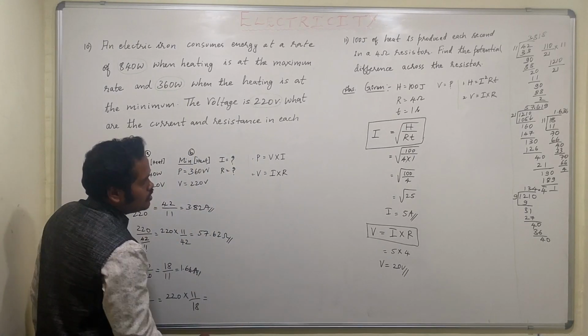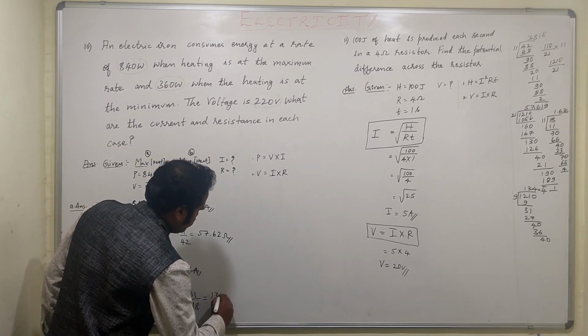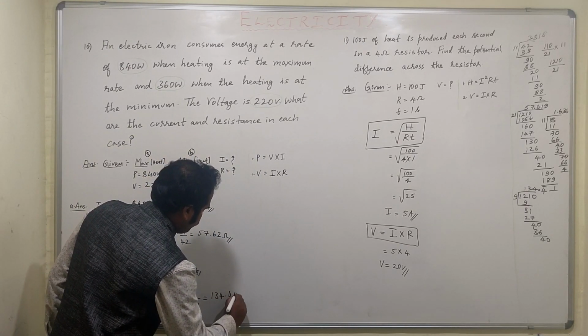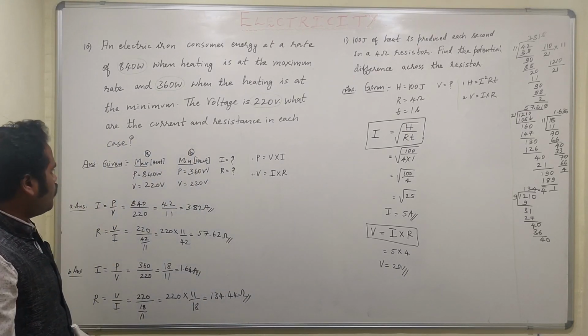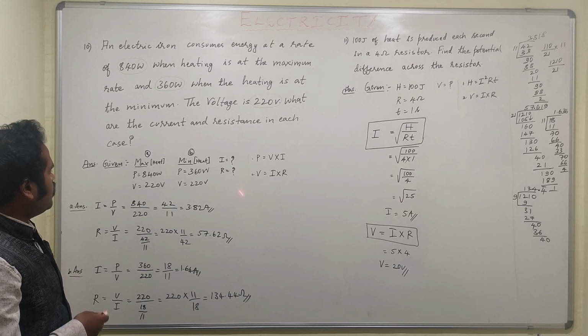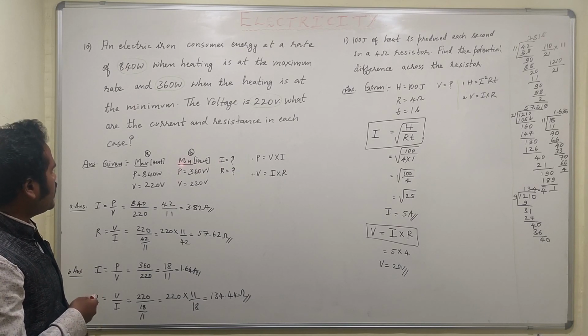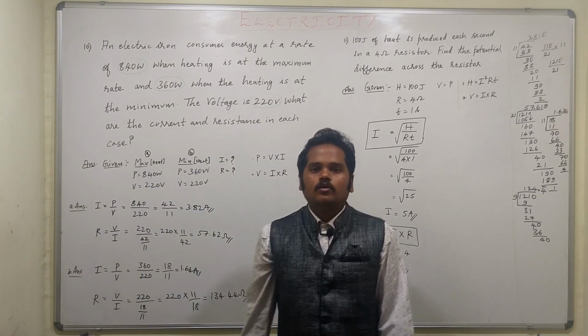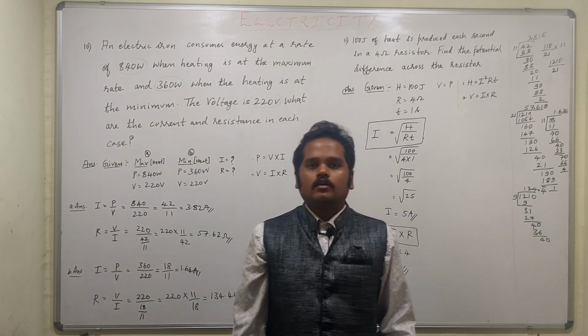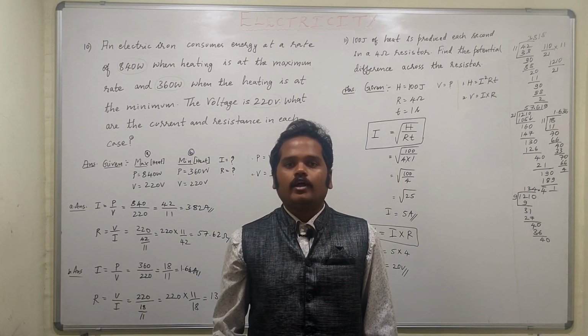Our final answer is 134.44 ohm, the resistance when the heat is minimum. This is how we solve the problem related to the heating effect of electric current.